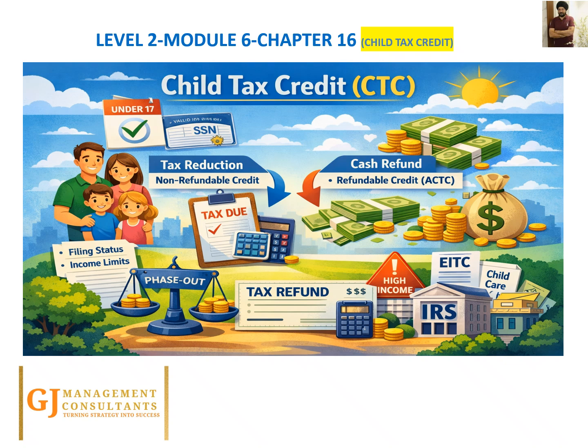And among them, one that stands out for its direct impact on families is the child tax credit. This credit is not just about reducing taxes, it's about supporting the household, improving cash flows, and in many cases, putting money directly into the hands of taxpayers. Whether it's a middle income family reducing their tax burden or a lower income household receiving refunds, the child tax credit plays an important and critical role. So in this chapter, we will break down how this credit works, its eligibility, calculation, refundability, and the practical impact, so that one can have a clear understanding of how it influences the final tax outcome.